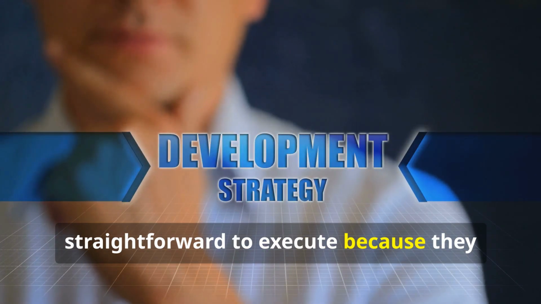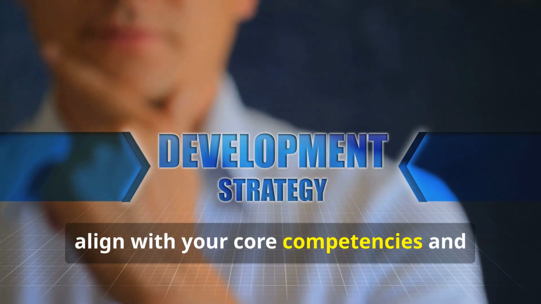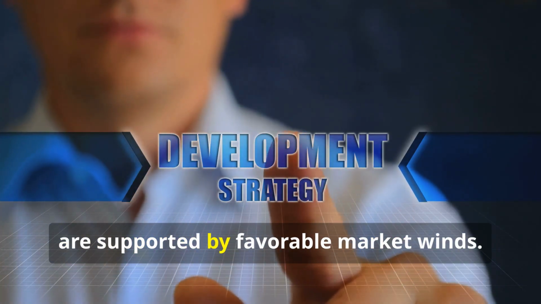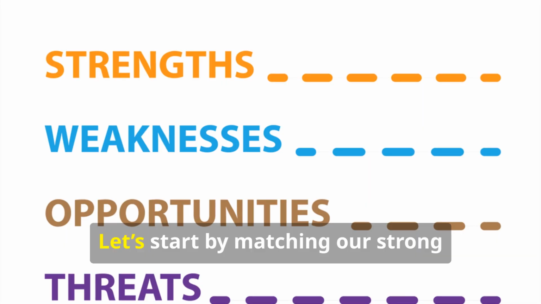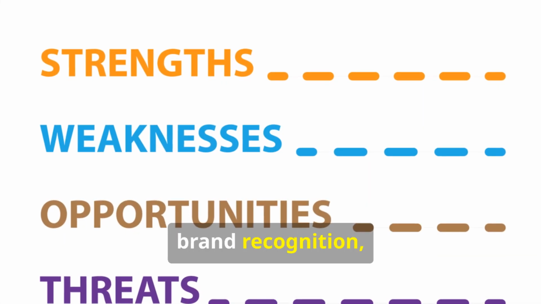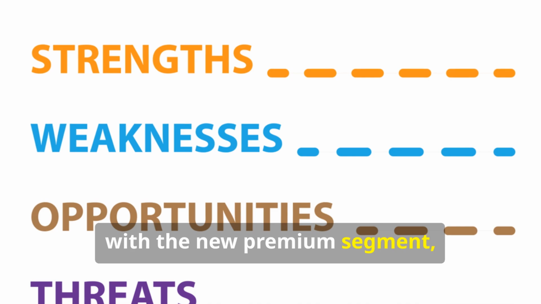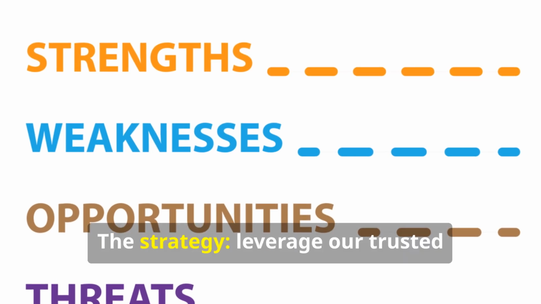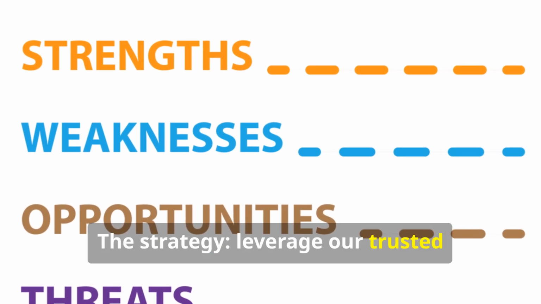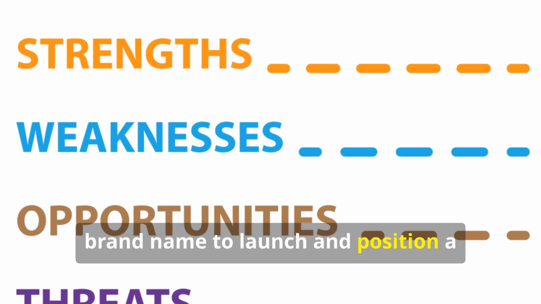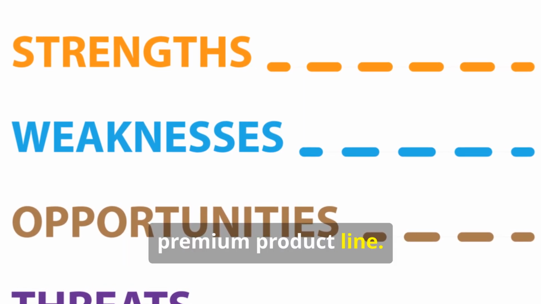These strategies are often the most straightforward to execute because they align with your core competencies and are supported by favorable market winds. Let's start by matching our strong brand recognition, S1, with the new premium segment, O2. The strategy: leverage our trusted brand name to launch and position a premium product line.